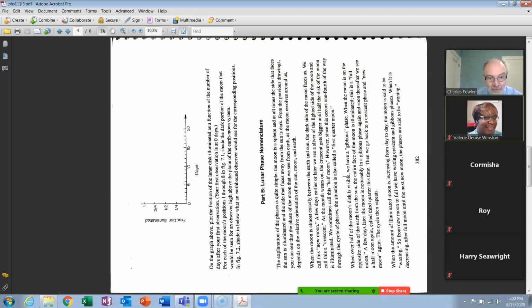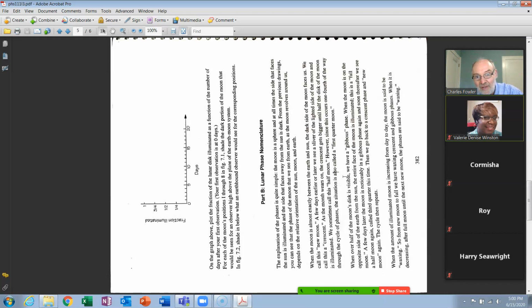Okay, if it's between a new moon and a first quarter or half moon, that's a crescent. If it's between a half moon and a full moon, that's a gibbous. Full moon and a half moon, that's a gibbous. Half moon and new moon, that's a crescent. So the crescent means it's a little sliver. The gibbous means it's more than half. And then whether it's growing or shrinking, that's waxing or waning.